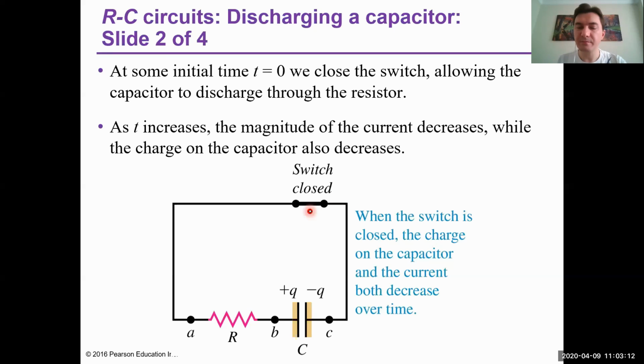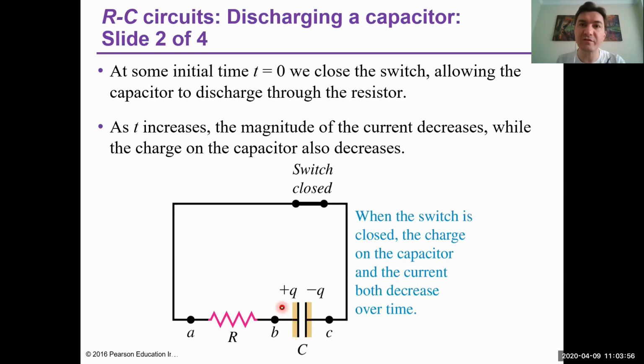What do you expect? There will be a current in the circuit. So what about the direction of the current? Let's assume that you don't know the direction of the current, okay? But we can find it. At some initial time, when the time is 0, we close the switch. And now we have a closed circuit, allowing the capacitor to discharge through the resistor. So the capacitor will be discharged through the resistor. As t increases, the magnitude of the current decreases. Again, the current is decreasing.